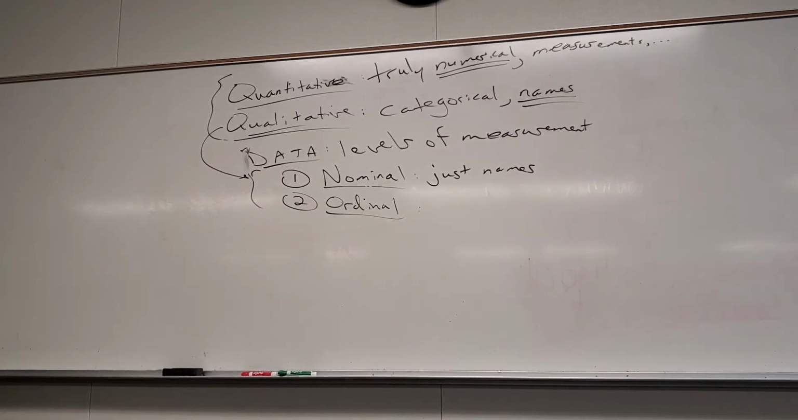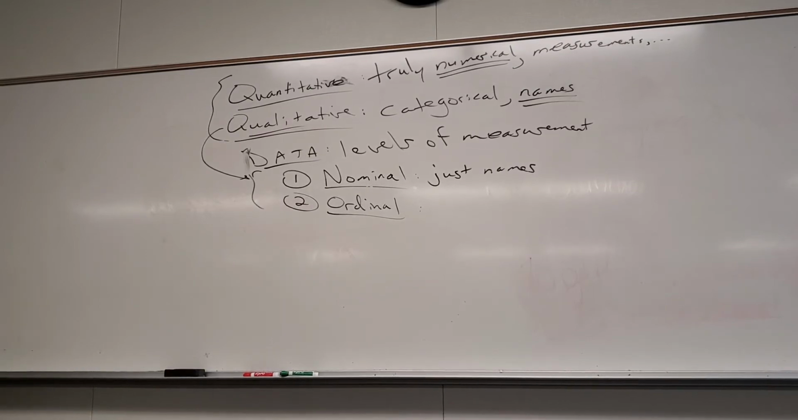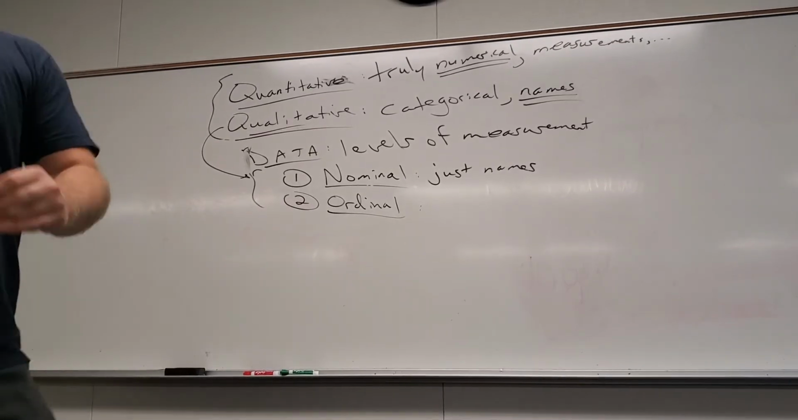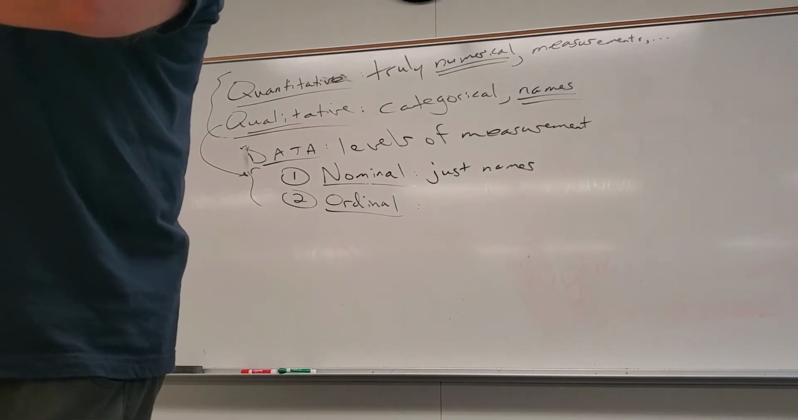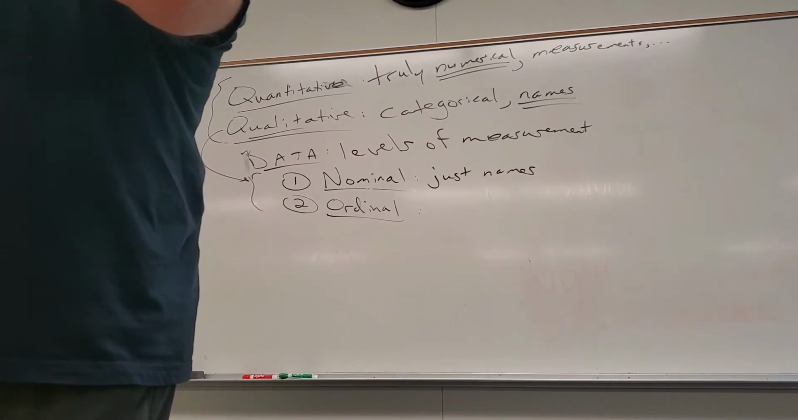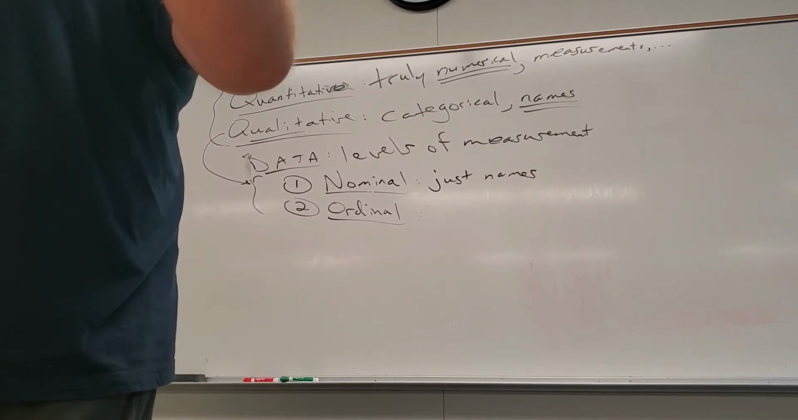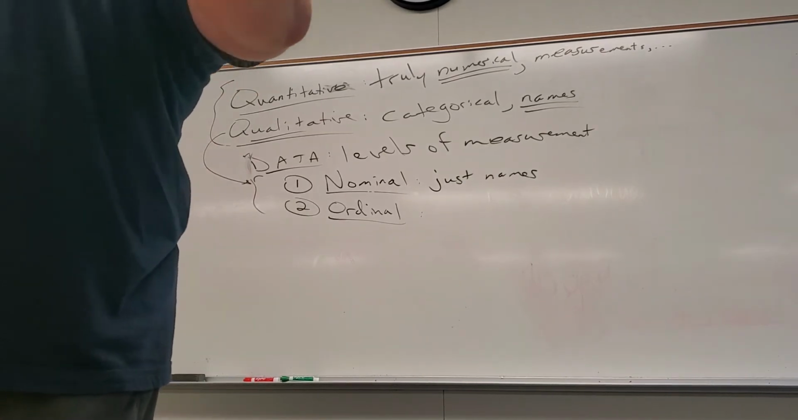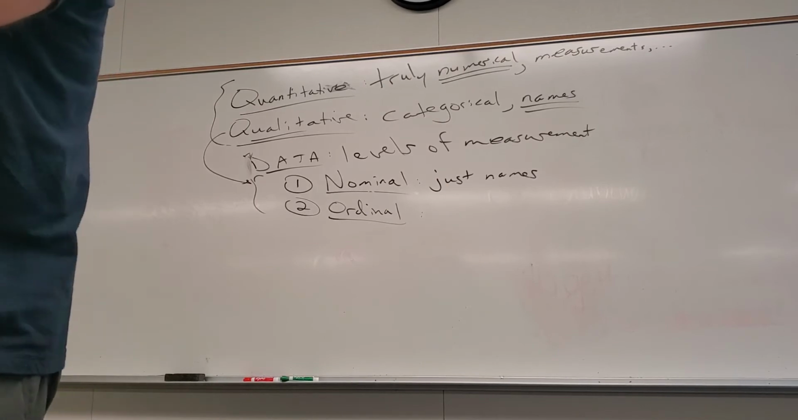Ordinal is still names, but it adds something. Ordinal says it's names that have to be in a certain order. That makes sense. Ordinal, order. So what would that be? Have you ever gone to a restaurant and they have a little thing on your table, how was your experience here? And they have a scale, right? Poor, fair, good, excellent, right? And you're like, you need another one below poor.